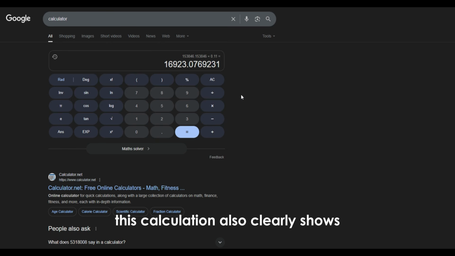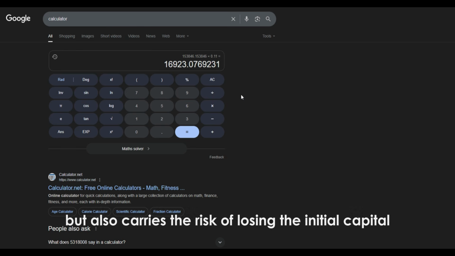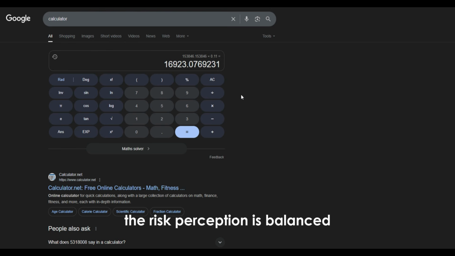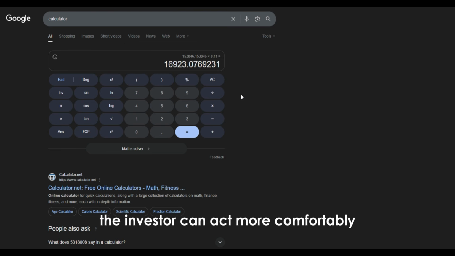This calculation also clearly shows the risk-reward balance for the investor. With a $2,000 investment, potentially earning $16,923 offers a high return potential, but also carries the risk of losing the initial capital. Risk always exists in the crypto market, and the key is to manage it properly. If the investor enters this position only with capital they can afford to lose, the risk perception is balanced. In this case, even if the price does not reach the desired level, the investor can act more comfortably from a psychological standpoint.